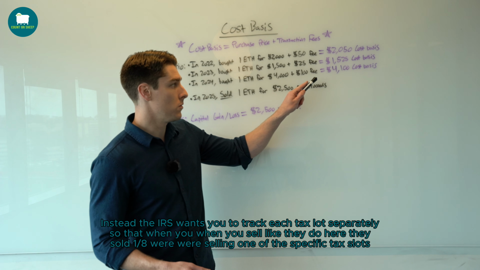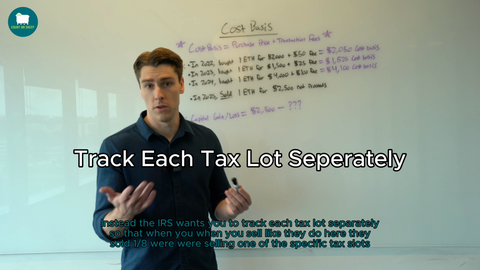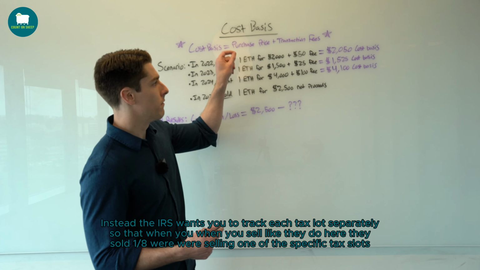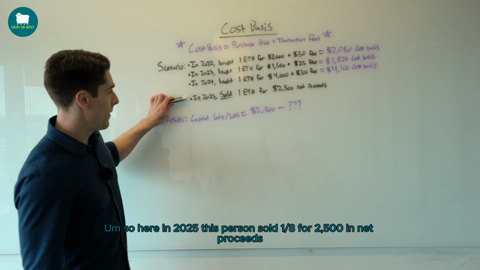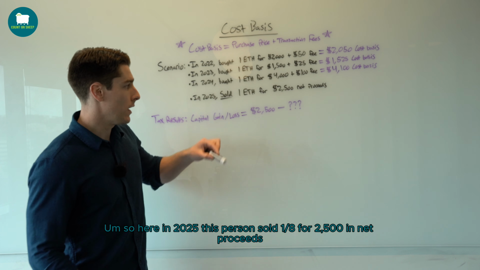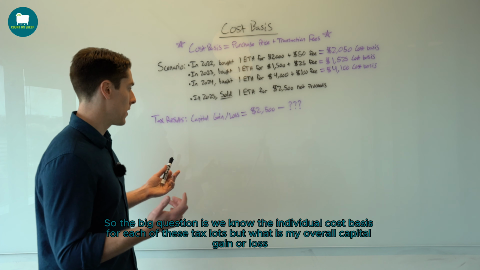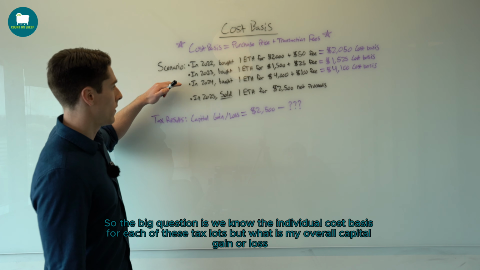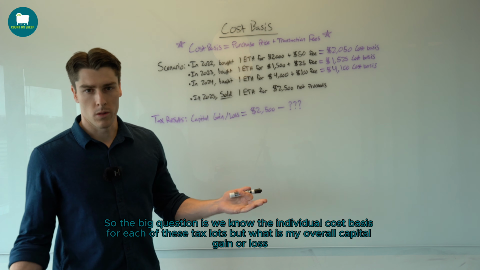Instead, the IRS wants you to track each tax lot separately, so that when you sell, like they do here, they sold 1 ETH, we're selling one of these specific tax lots. So here in 2025, this person sold 1 ETH for $2,500 in net proceeds. So the big question is, we know the individual cost basis for each of these tax lots, but what is my overall capital gain or loss?